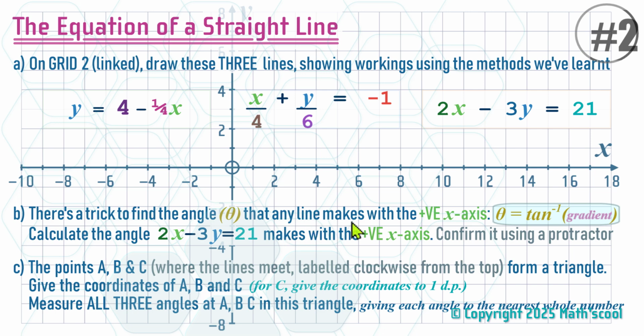There's a trick to finding the angle that any line makes with the positive x-axis. Just do inverse tan the gradient, we know that. Calculate the angle this line makes with the positive x-axis and confirm it using a protractor. The points A, B and C where the lines meet, labelled clockwise from the top, form a triangle. Give the coordinates of A, B and C. Well, C you're not going to be able to give its coordinates exactly because it doesn't meet at an integer point. It meets a bit in the middle. And then it says measure all 3 angles in this triangle, giving each angle to the nearest whole number. This is just measuring them, you don't need to calculate.